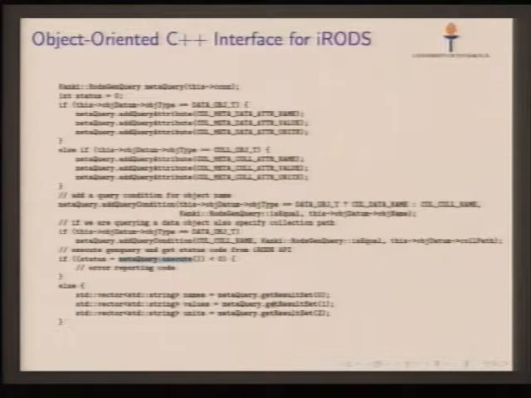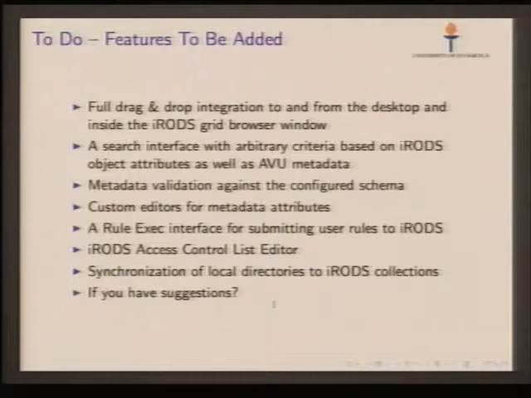So this is an example. And my to-do list is very long, and it's going to get longer, I think. I'm going to do drag and drop from desktop and to desktop, and within the iRODS browser window. And of course, a search window with arbitrary criteria, and metadata validation, which is important according to my bosses, and custom editors for metadata attributes. So I can do this interface in the GUI, instantiate this kind of editor for this kind of object. And a rule exec interface, so you can send a rule to iRODS to execute. And of course, an access control list editor.